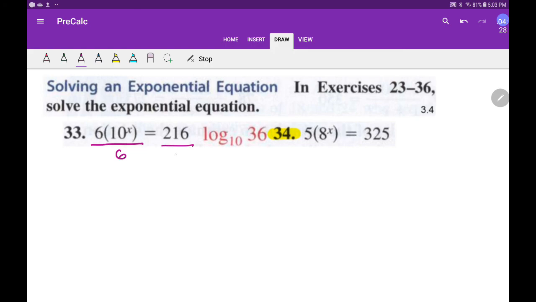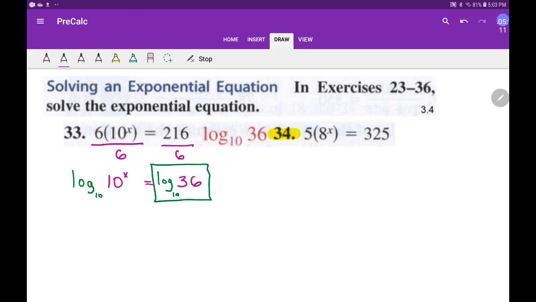I divide both sides by 6, and I get 10 to the x is equal to 36. 216 divided by 6 is 36. And then I take the log of both sides. I say log, that's base 10. Do I need to write the 10? I really do not need to. I assume it's 10 if I don't, but anyway, I'll write it anyway. So what that's saying is I'm going to raise 10 to whatever's required to make 36, and I say, well, I don't know what that is. So it's not a nice, easy number, so I just say, that's my answer.